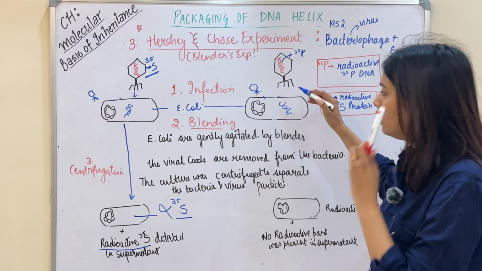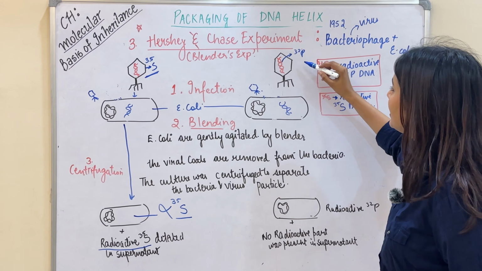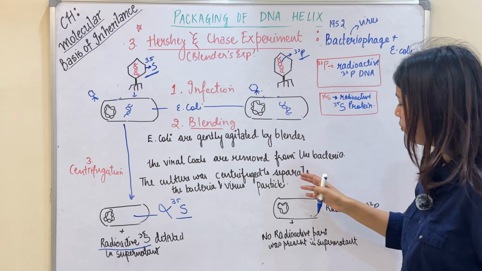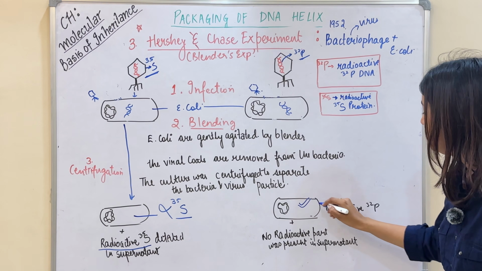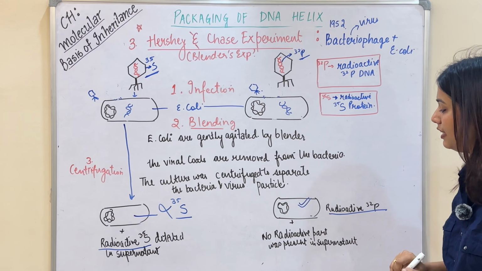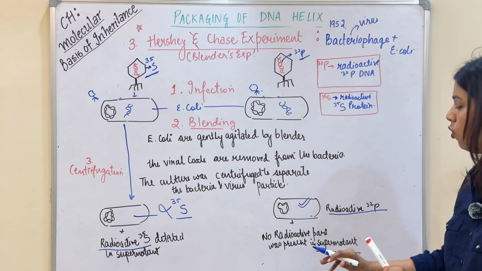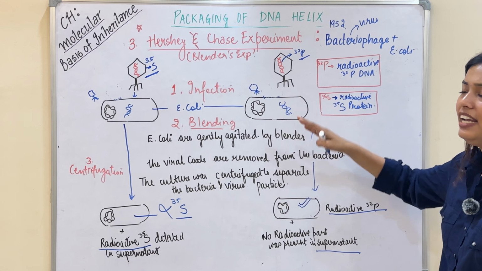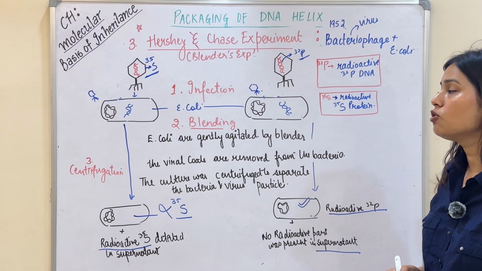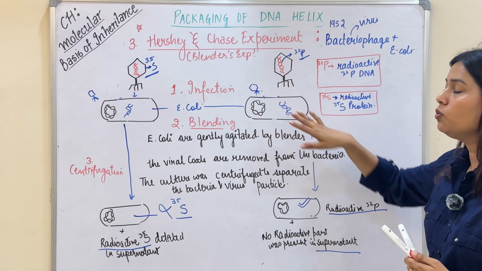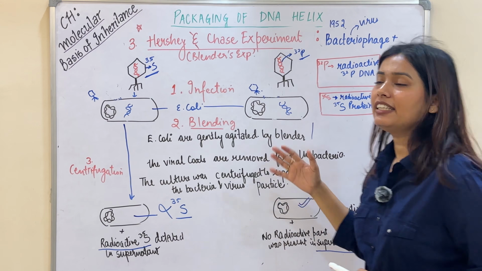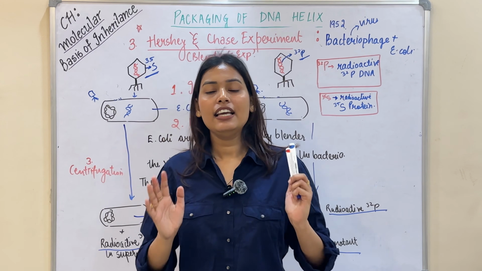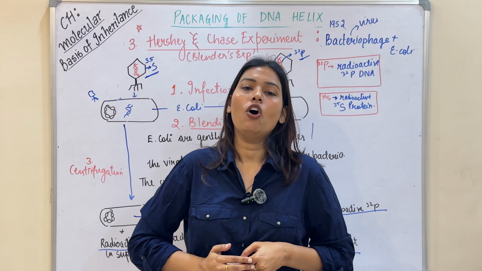Whereas when they took the bacteriophage having radioactive phosphorus tagged with the DNA, they found that in the E. coli the radioactive phosphorus was present, and in the supernatant there was no radioactive part present. So it confirmed that the DNA was the genetic material which passes from the bacteriophage to the E. coli cells. And this experiment gave the final and convincing proof that DNA is the genetic material in living organisms.